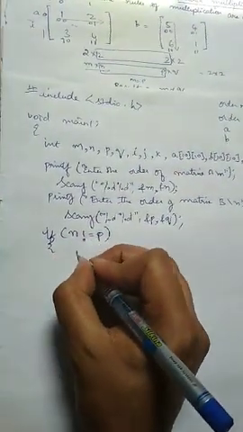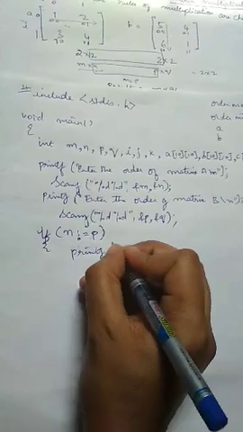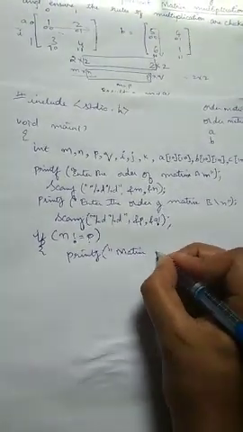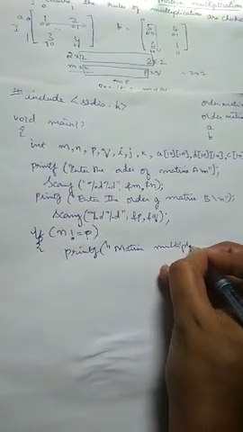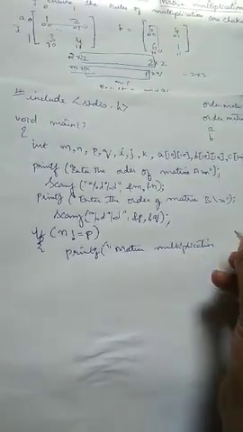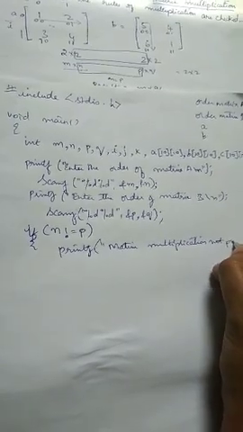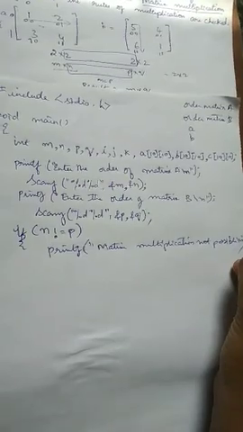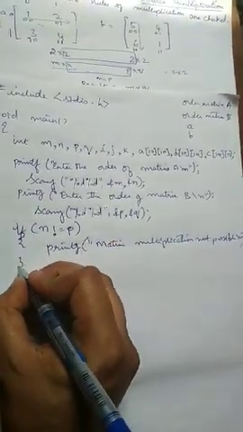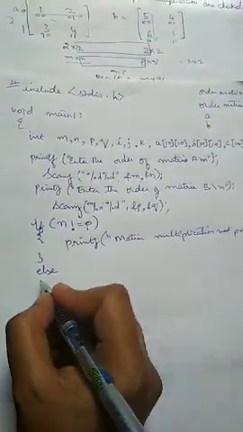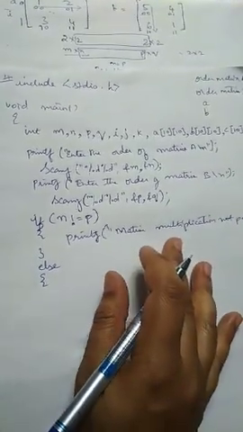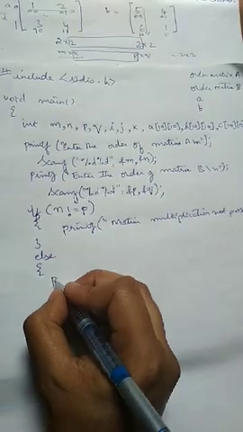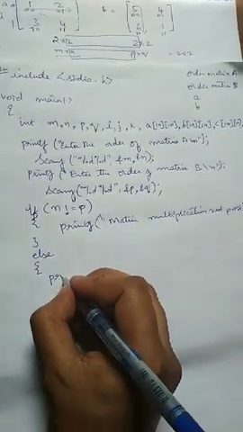If n is not equal to p, then what do we have to print? Printf: matrix multiplication not possible. Then we can write else, it is possible to compute. So if it is possible to compute, then we are supposed to read the elements of matrix A, right?